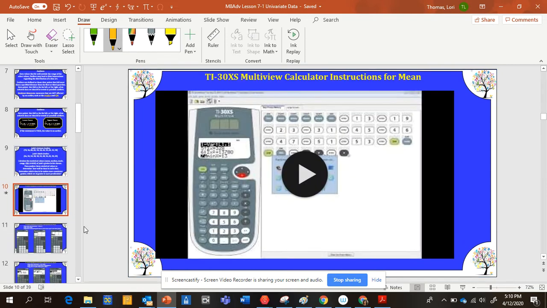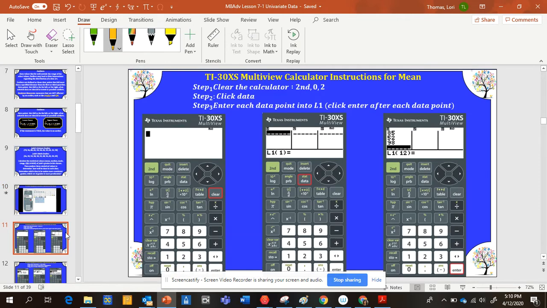Now, I'm not going to play this video, but you can open it up from the PowerPoint inside your pathway, and you can play the video of how you calculate the mean in your calculator. So I'm going to show you step by step how to do this.